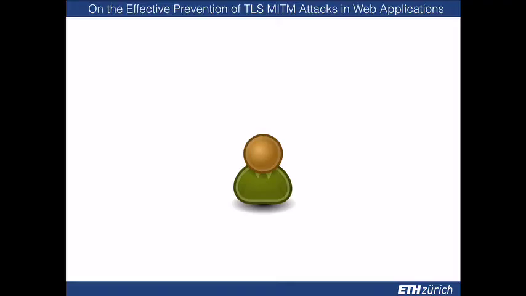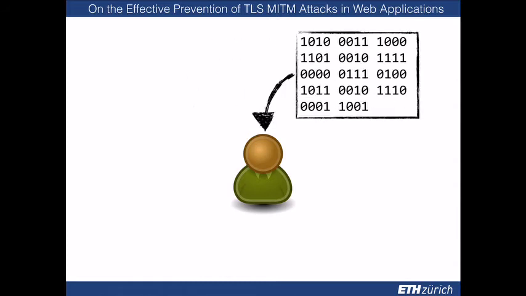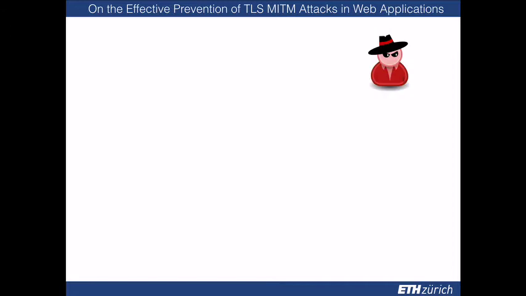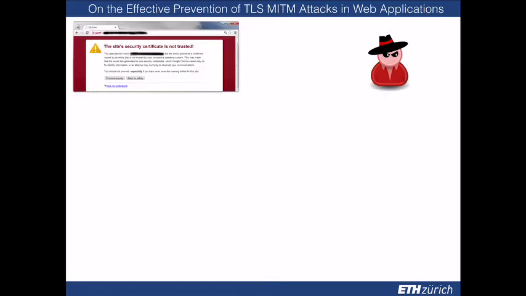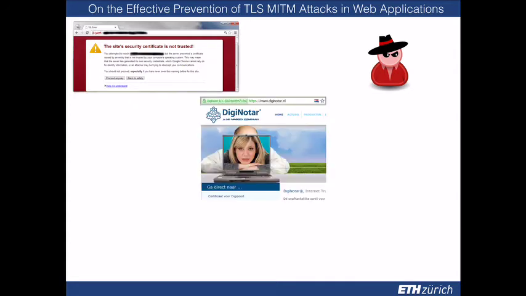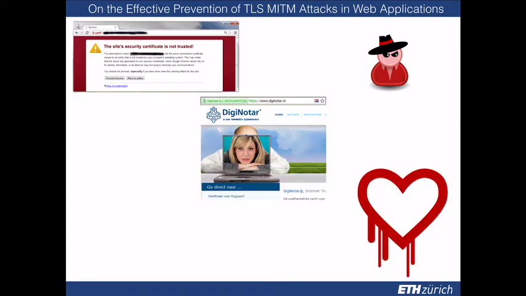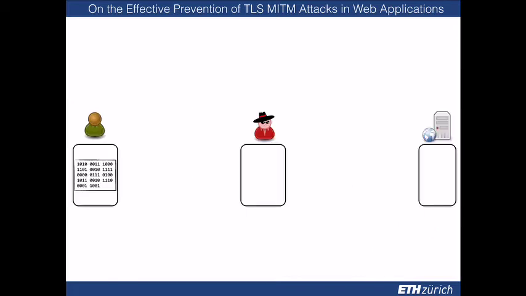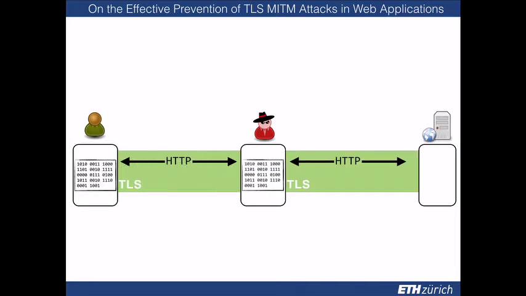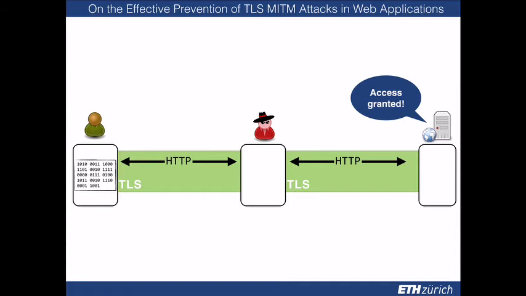Recent research shows that it is possible to train humans in order to remember sufficiently long random passwords that can resist brute force guessing attacks. However, meet our attacker who is able to impersonate a legitimate website by fooling the user with an invalid certificate, compromising a certificate authority, or even stealing the website's private key. The attacker can then mount a TLS man-in-the-middle attack, steal the user's password, impersonate the user, and gain access to his online account.